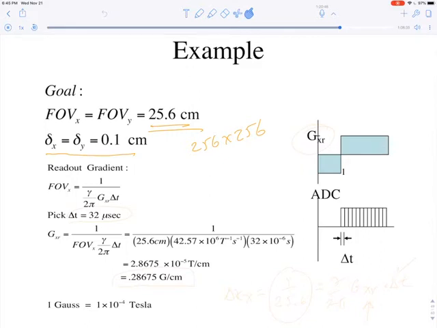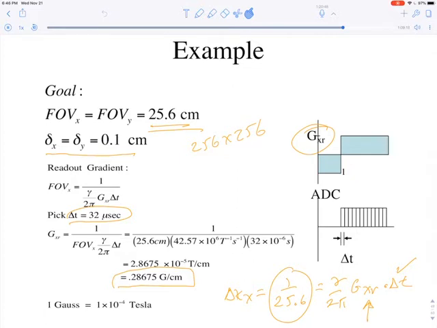Okay, so let's say that we're given that delta t is equal to 32 microseconds. What we say is, my delta kx is just 1 over the field of view, so it's 1 over 25.6. And that equals gamma over 2 pi times Gxr times delta t. I'm given delta t, I know this, so I just solve for Gxr. If I do that, I end up with 0.2867 Gauss per centimeter. So I've basically solved for the amplitude of that gradient.